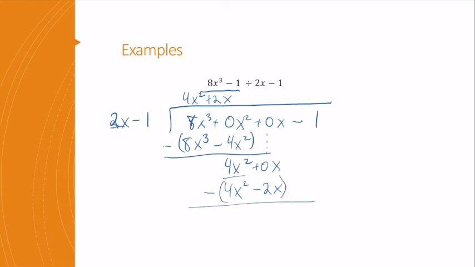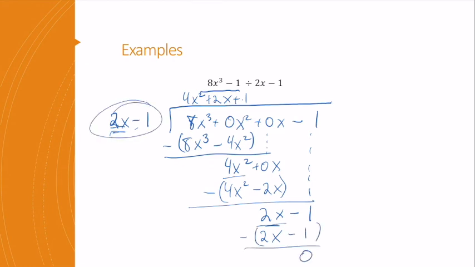I go ahead and subtract. My first terms cancel. 0 minus a negative 2x is like plus 2x. I go ahead and pull down my next term. What do I multiply 2x by to make it look like 2x? The answer is going to be 1. 1 times 2x is 2x. 1 times negative 1 is negative 1. I subtract these and I get a remainder of 0.